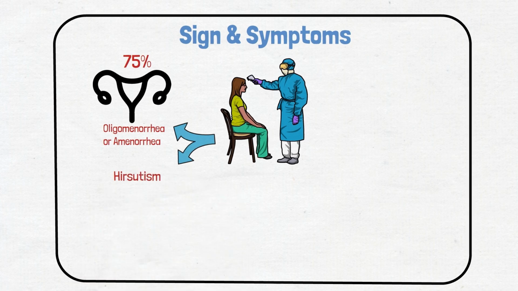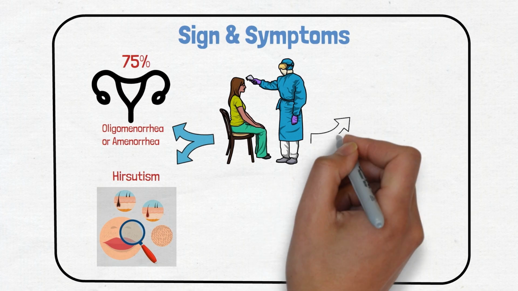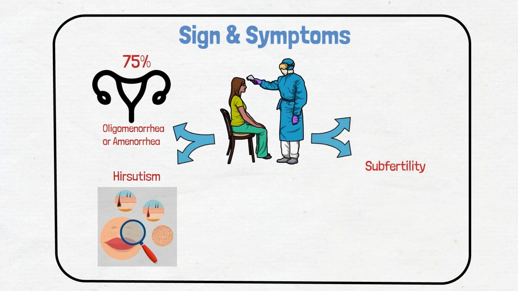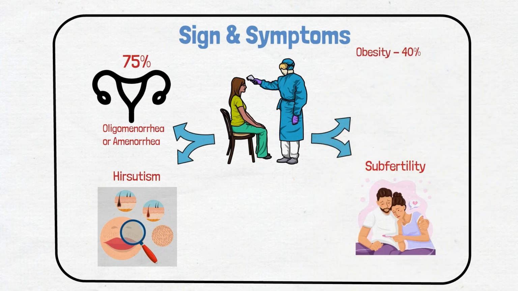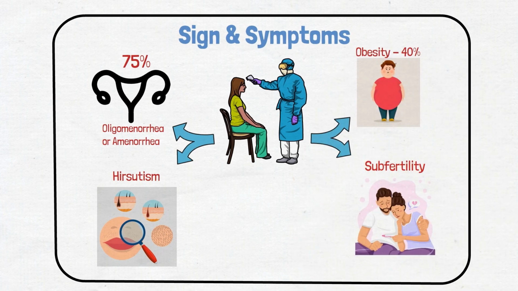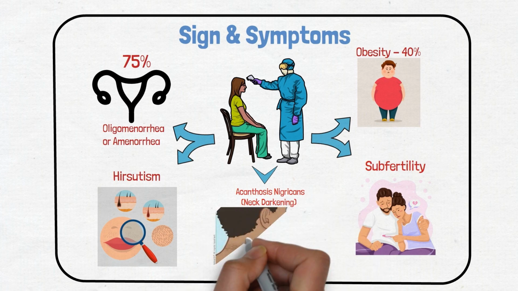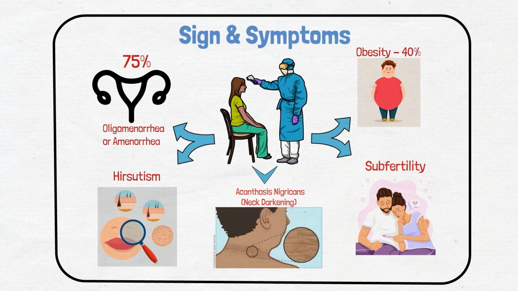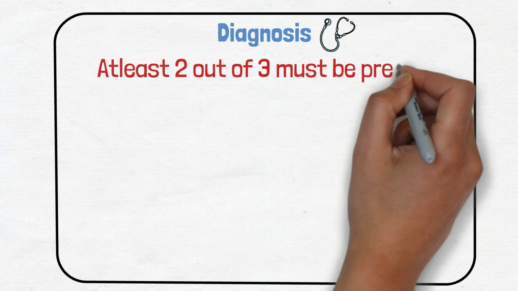Hirsutism, which includes an increased male pattern of body characteristics. Subfertility is seen in up to 75% of women. Obesity in at least 40% of patients. Acanthosis nigricans, which are areas of increased velvety skin pigmentation in the axillae and other flexures of the body. Some may be asymptomatic.